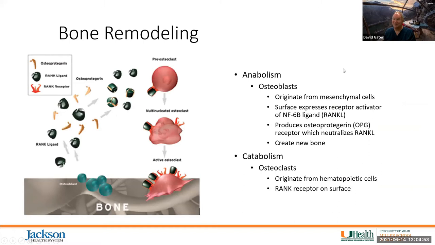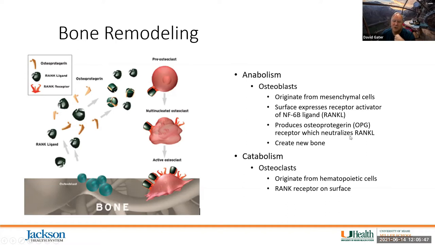Bone is, did I mention dynamic? So it is constantly undergoing a breaking down and a building up. The building up process is called anabolism and is a result of osteoblastic activity. Blasts build is an easy way to remember that. The osteoblasts originate from mesenchymal cells, and on the surface they have a receptor activator of nuclear factor kappa B ligand, so RANKL. They also produce osteoprotegerin, I have to keep practicing how to say that, receptors which neutralize RANKL. And so the bottom line is, with RANKL neutralized, this allows for the creation of new bone, osteoblastic activity.